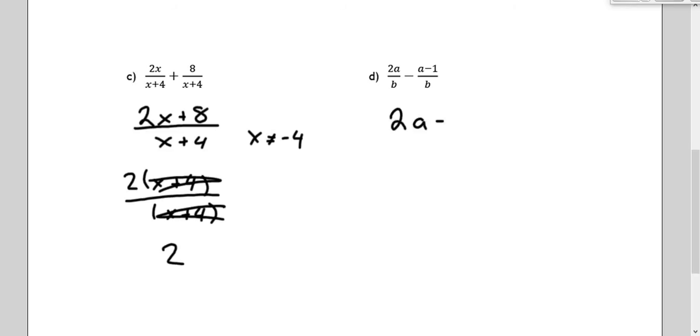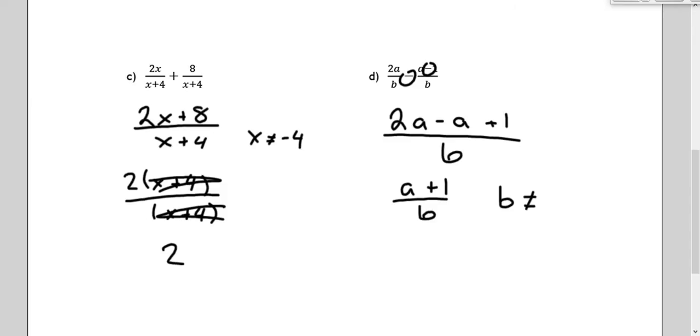So 2a minus a plus 1, because negative, negative, all over b. And we get a plus 1 over b, where b cannot equal 0. So that was easy stuff.